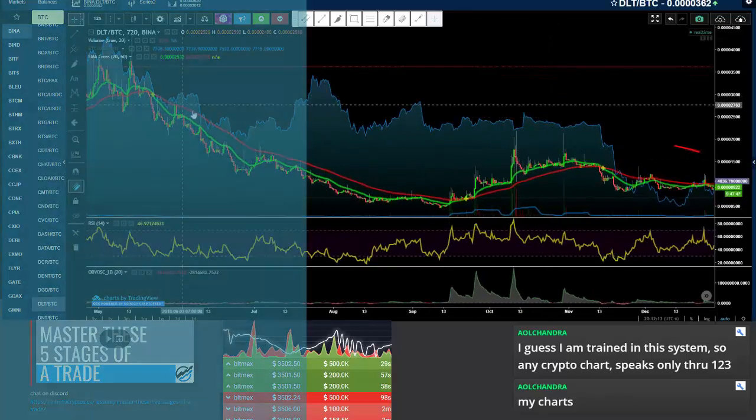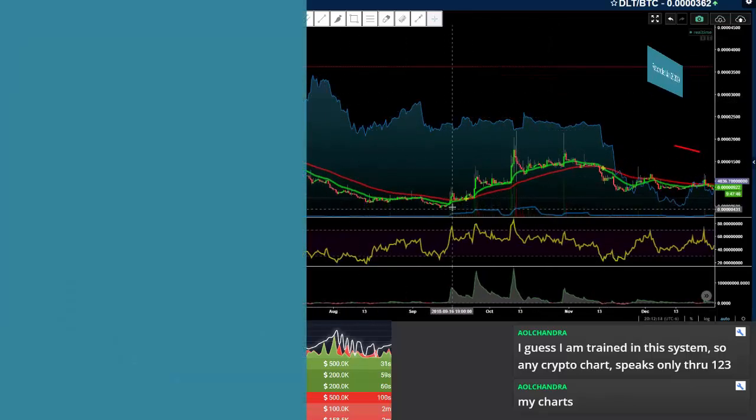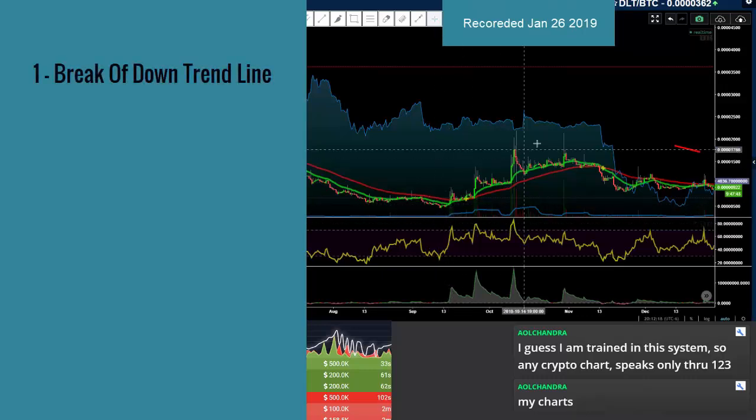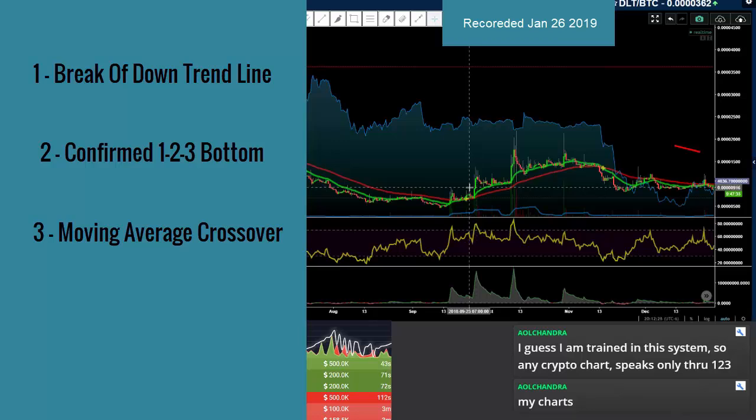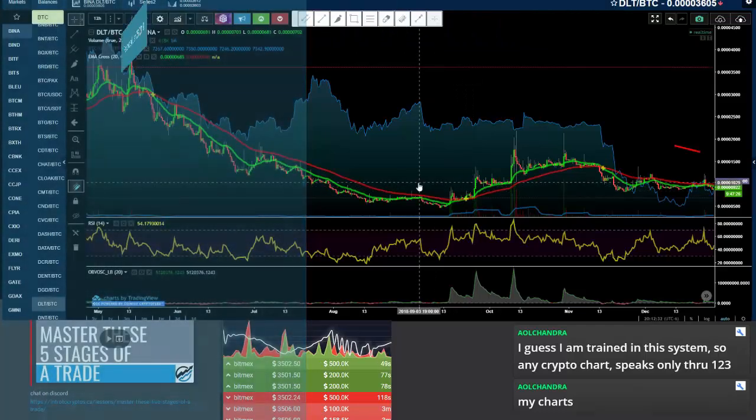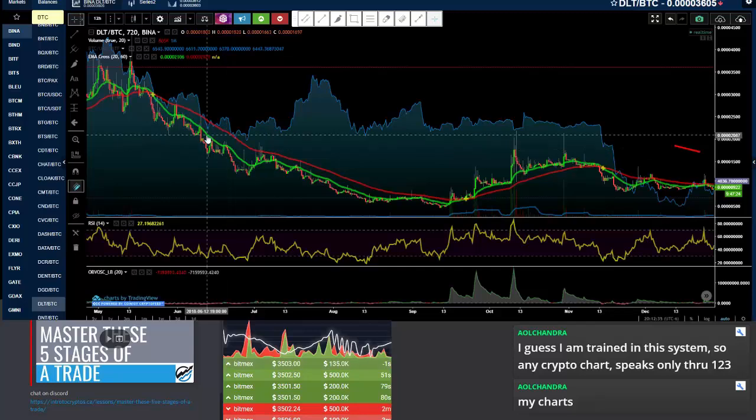We can see the break of the downtrend line here, easy. Then we're seeing a larger 1, 2, 3 bottom formation, but even the smaller 1, 2, 3 bottom formation here. Then the moving averages crossed over, and we have our buy signal. We actually do have a buy signal right here on September 25th or 26th or thereabouts. So there's how the bottom formation signals start out in the order.